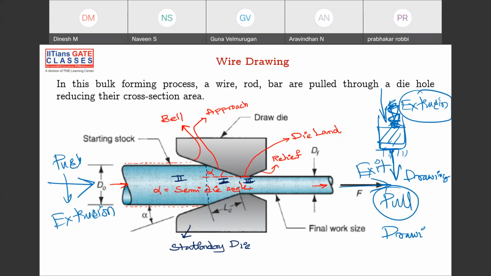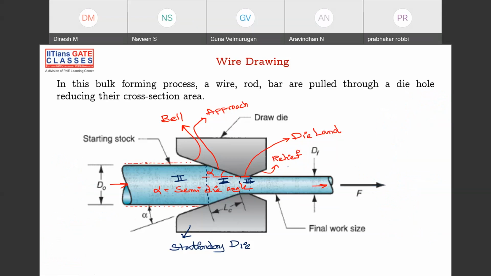Is it clear? The difference between drawing and extrusion is no big deal. The only thing that is important is wherever you are applying your pressure, or your stress. Okay, is it okay, guys? Yes, very clear, I know.